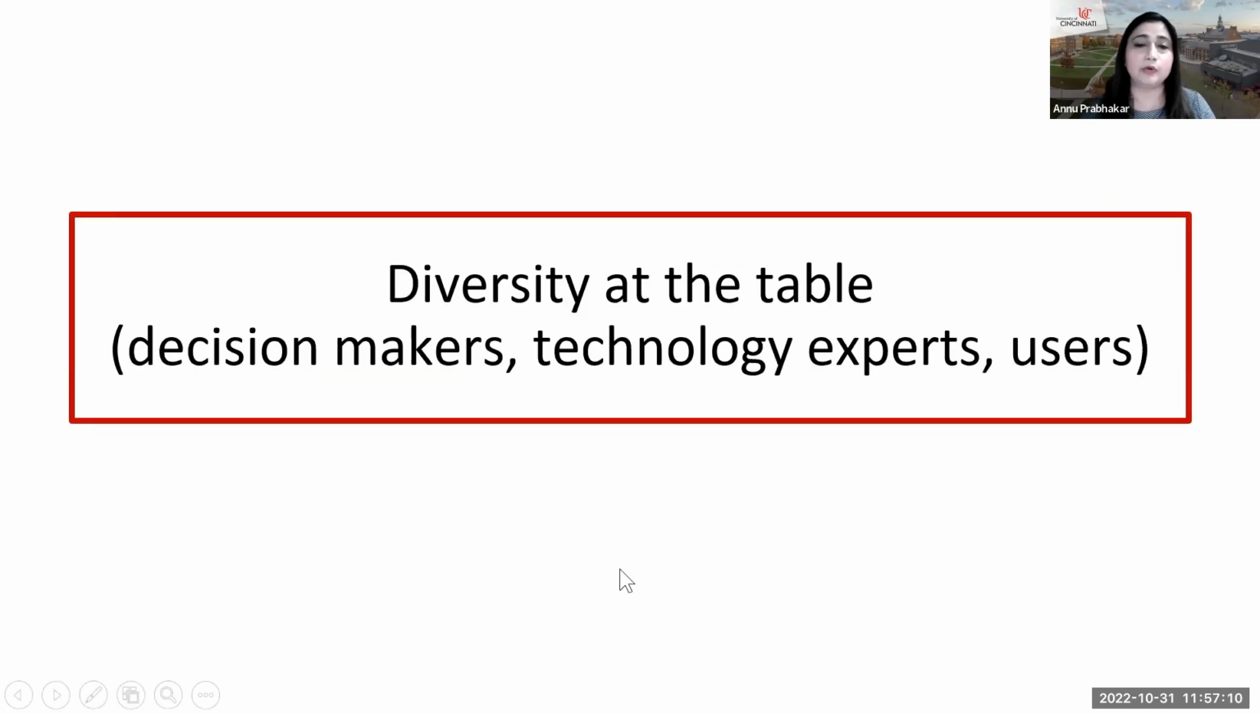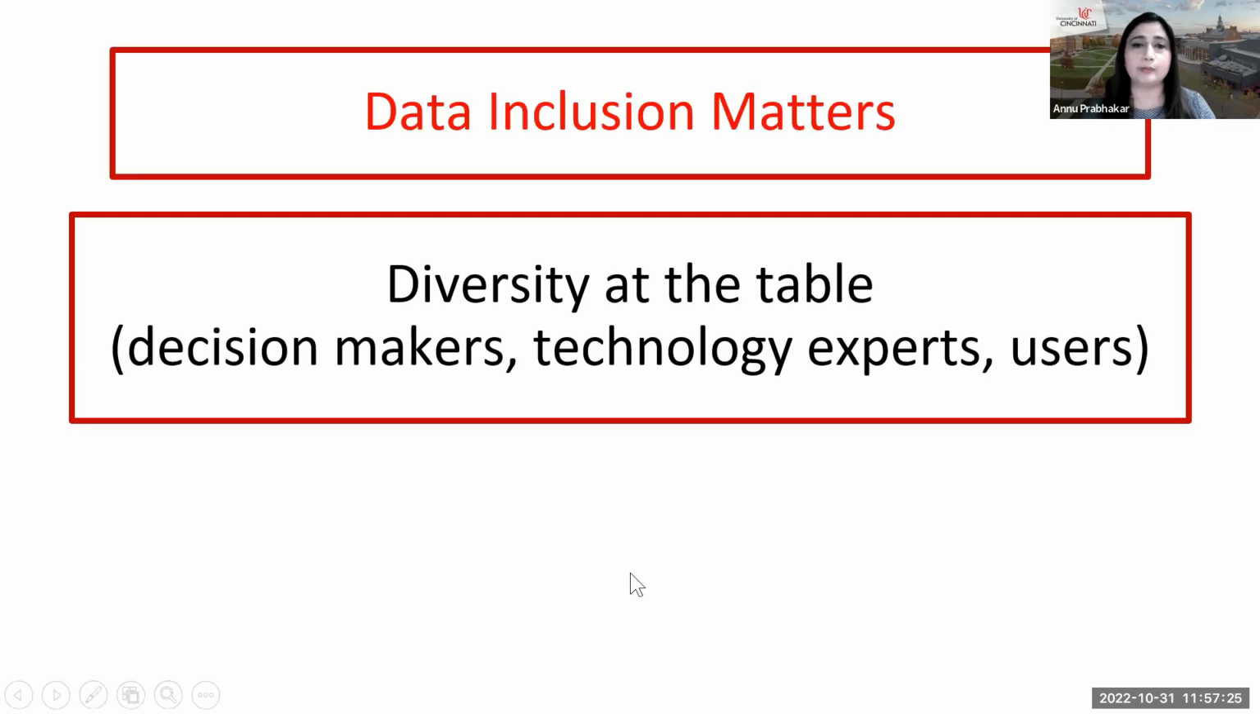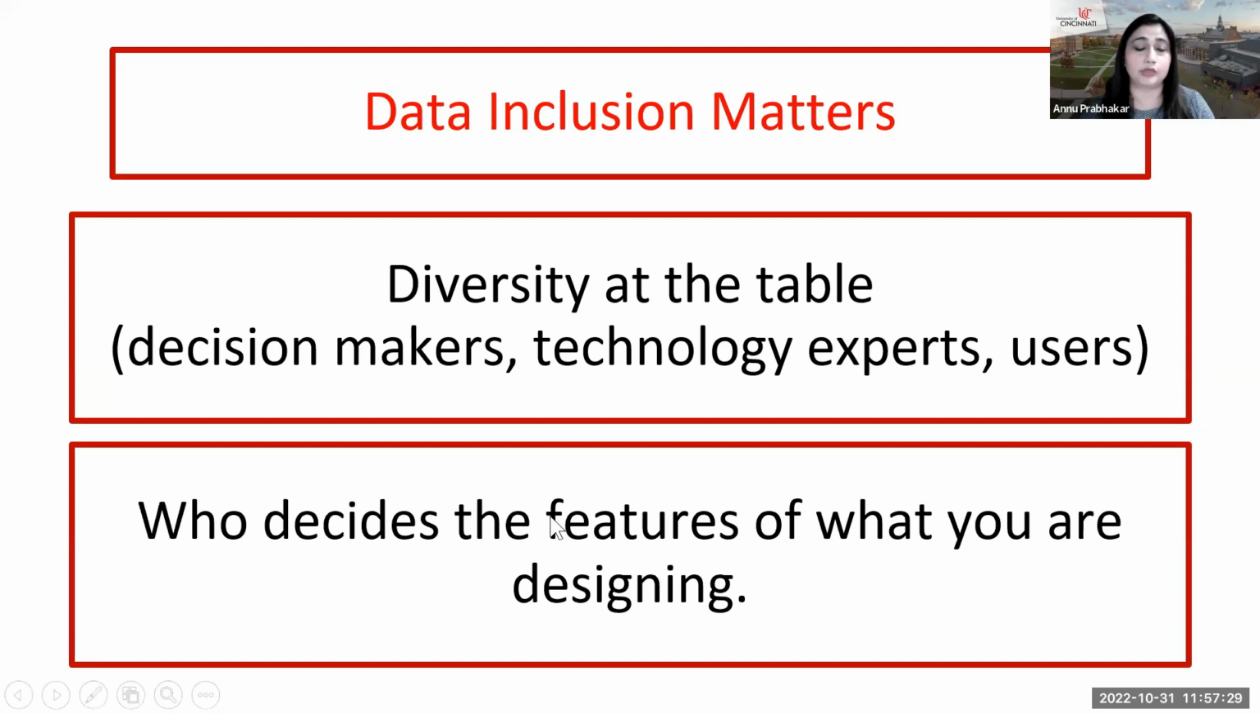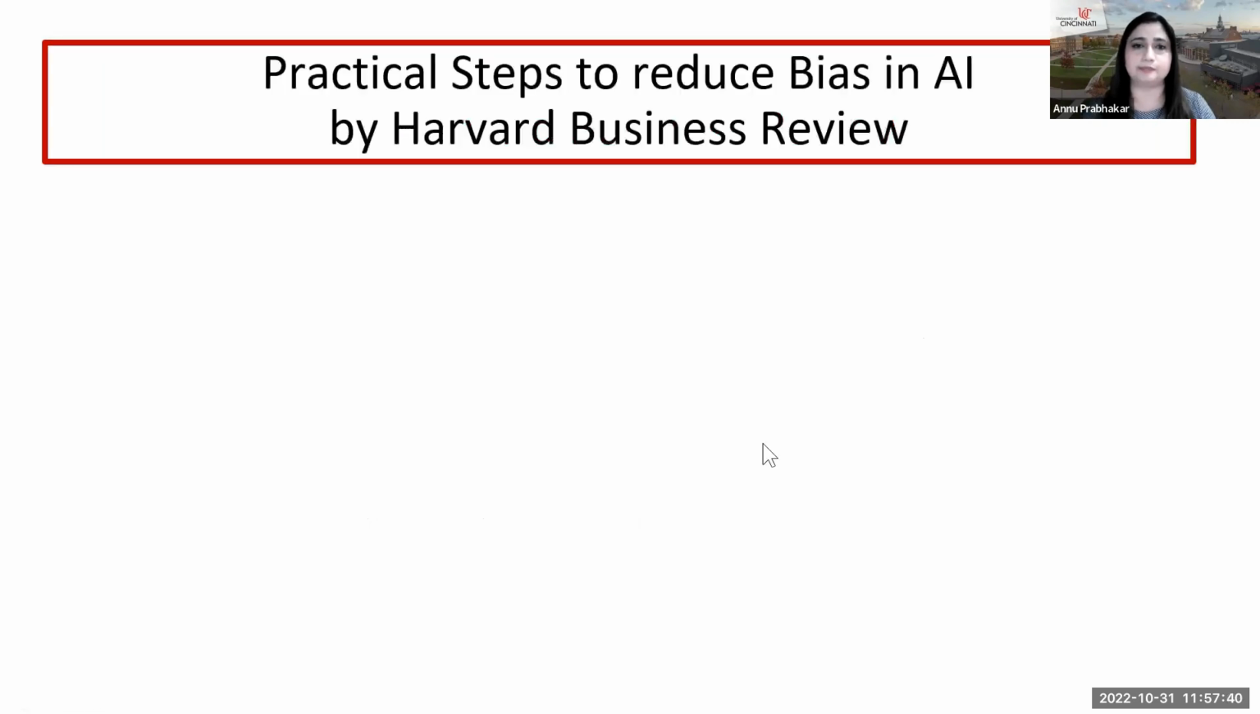So the main point is we have to have diversity at the table when you are deciding on a system or when you are developing something new. Of course, you have to have decision makers, but you need to have technology experts and you have to have users too. So data inclusion matters. Many people have to be at the table when you decide on the features of what you are designing. And also we have to make sure that it is all backed by research.